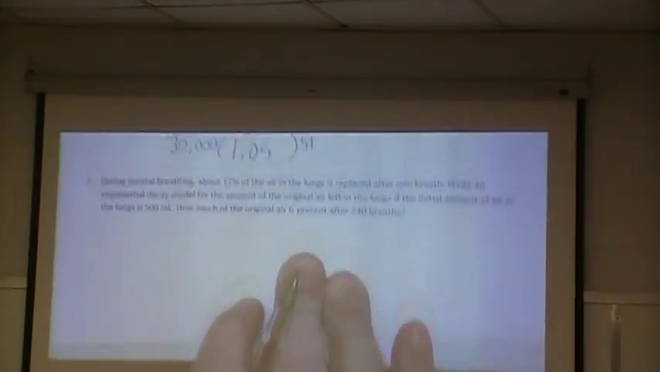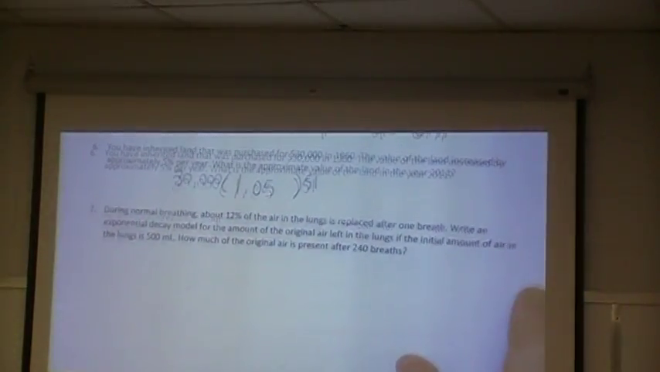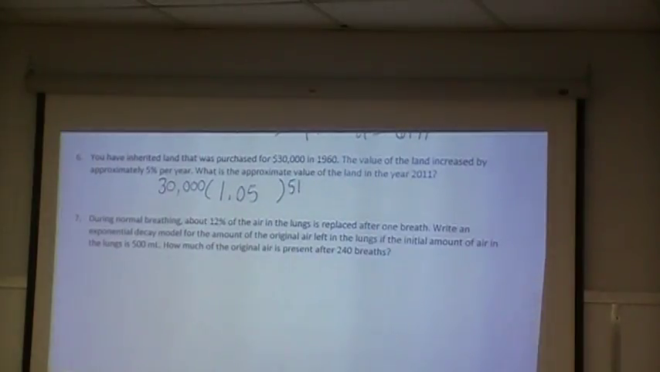All right, number 7. I think it's the only tricky one on that side. During normal breathing, about 12% of the air in the lungs is replaced after one breath. Write an exponential decay model for the amount of the original air left in the lungs if the initial amount of air in the lungs is 500 milliliters. Well, we know it's decay. They straight out told us that. So inside my parentheses, it's got to be less than 1, right? What do I start with? How much do I start with in my lungs? 500.